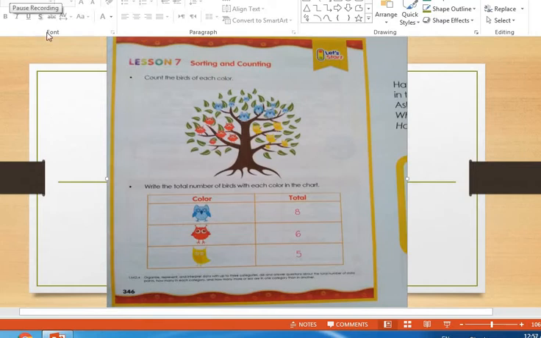How many more blue birds are there than yellow birds? I first have the blue birds. They are 8 birds. Minus the yellow birds. How many yellow birds do I have? 5. So 8 minus 5 equals 3. So the blue birds have 3 more birds than the yellow birds.